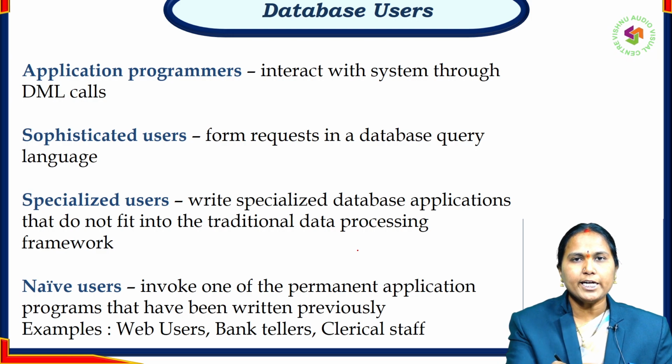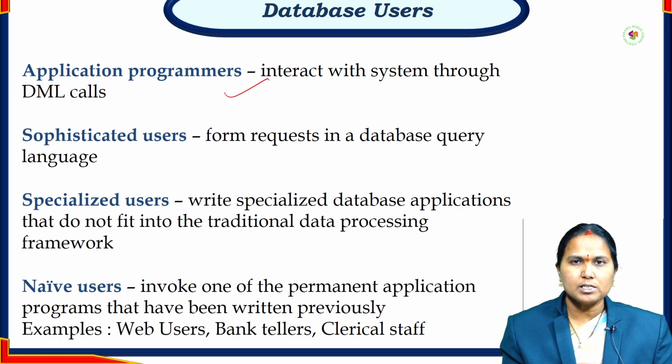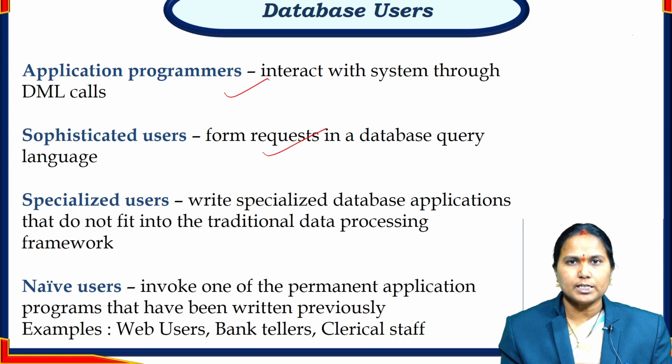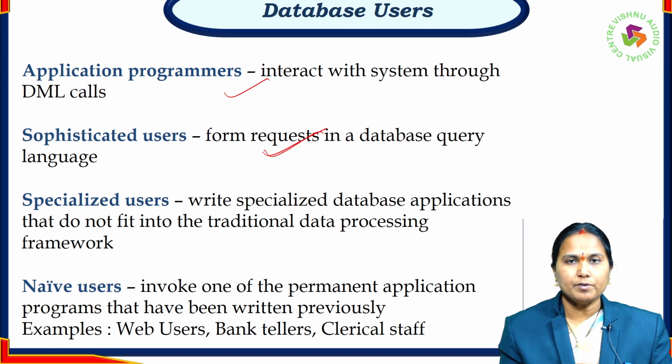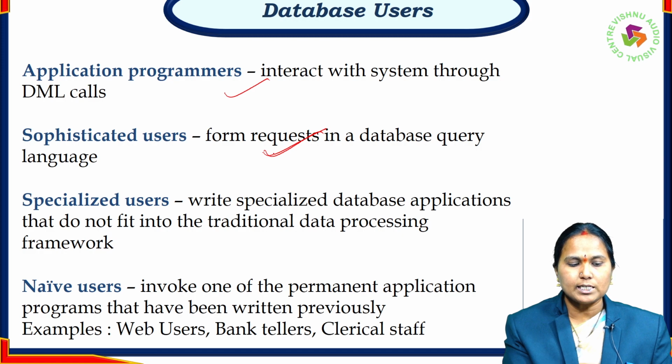So the first one is the application programmers. What is the purpose of application programmers? The application programmers interact with the database systems by using data manipulation language and data definition language commands. By writing application code, they can interact with the database systems. Coming to the next one, sophisticated users. What is the purpose of sophisticated users? The sophisticated users mainly concentrate on query tools. These are very familiar, technically knowledgeable people who can interact with the database systems by using query tools.